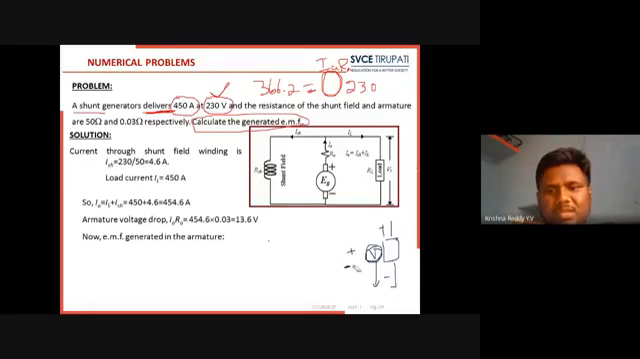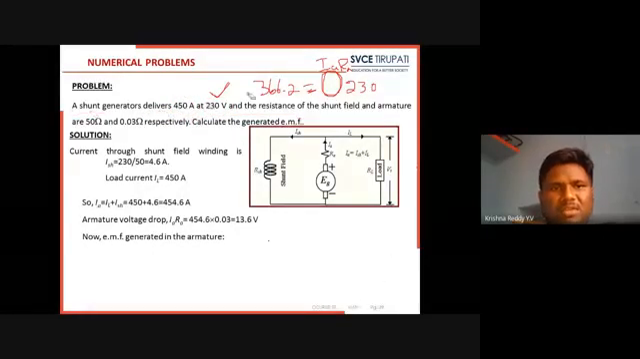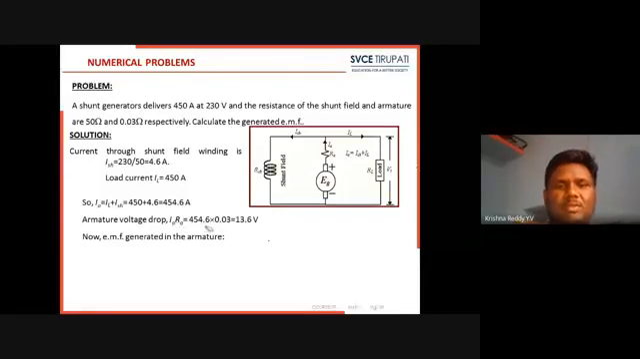Now, by applying KVL, we get the induced EMF equation equal to V plus IARA. We know the value of V, it is 230 volts. Now we need to calculate the armature resistance term. IA into RA is equal to 454.6 into armature resistance 0.03 ohms. Here we are getting 13.6 volts.